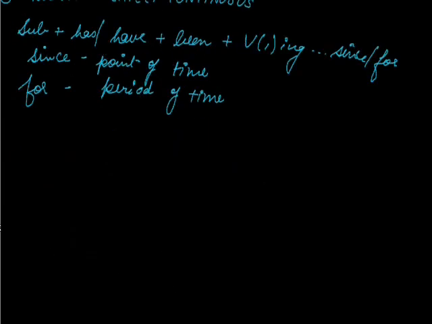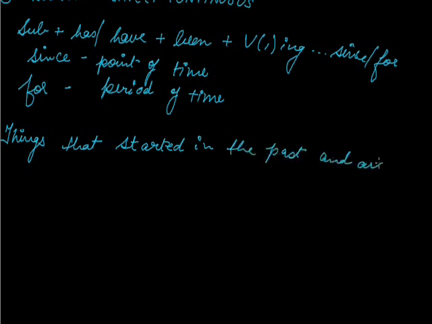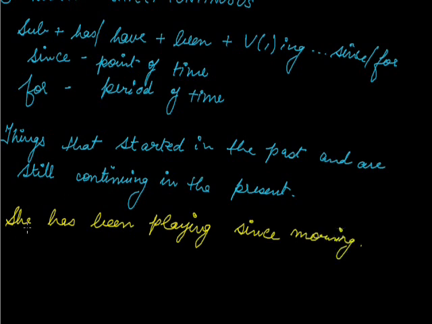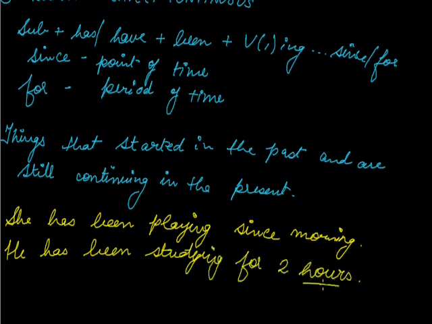Now we will see the uses. It is used for things that started in the past and are still continuing in the present. If I take a sentence, she has been playing since morning. Here, subject has been, verb ing and since morning. Why is since used? Because morning is the point of time. If I say he has been studying for 2 hours, here 2 hours is a duration of time, it's a period of time. So for a point of time we use since.